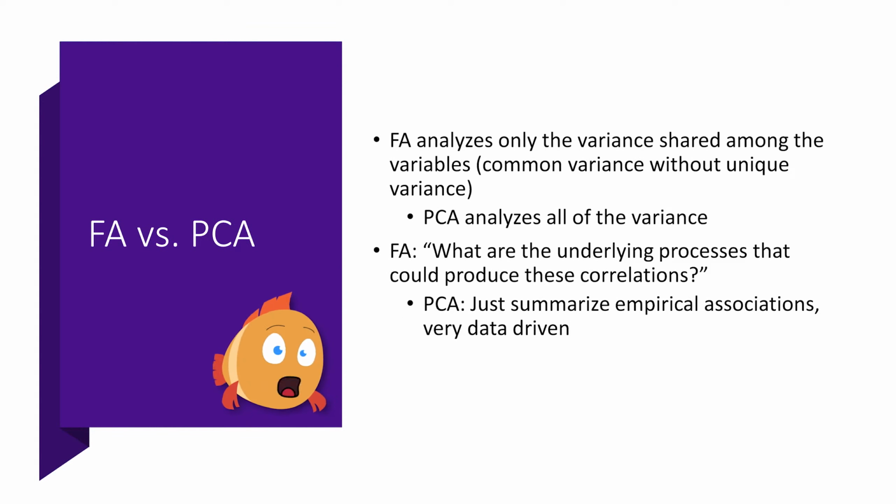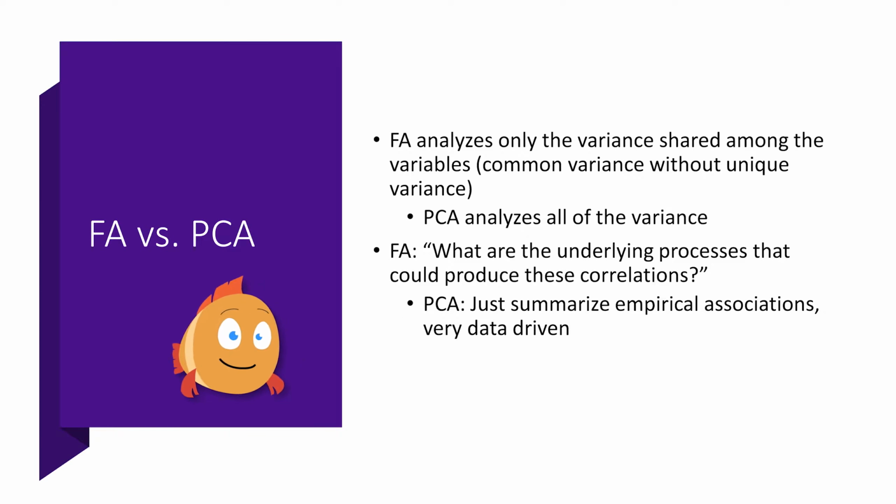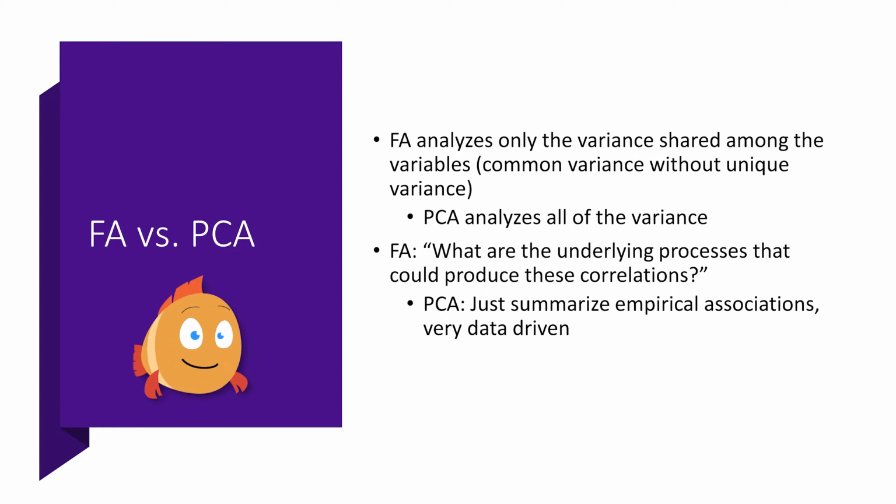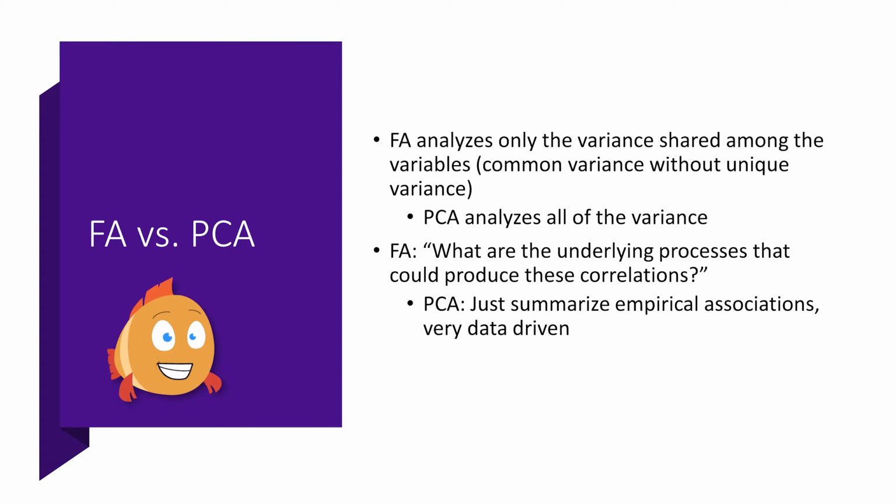All right, so factor analysis analyzes only the common variance among the variables, without unique variance, versus PCA, which analyzes all the variance. Its goal is to summarize as much as possible. It doesn't care if they are theoretically unrelated but happen to be associated. It'll exploit that association to give you the fewest number of components.